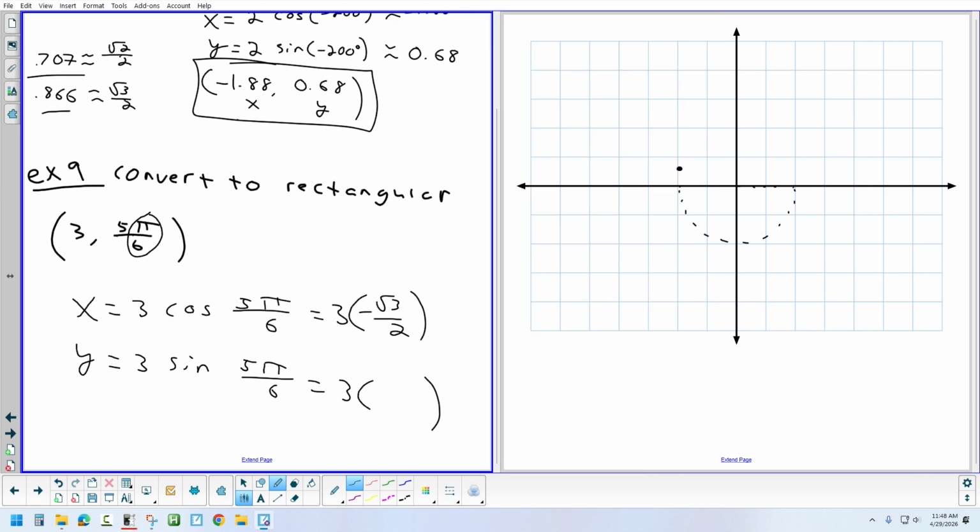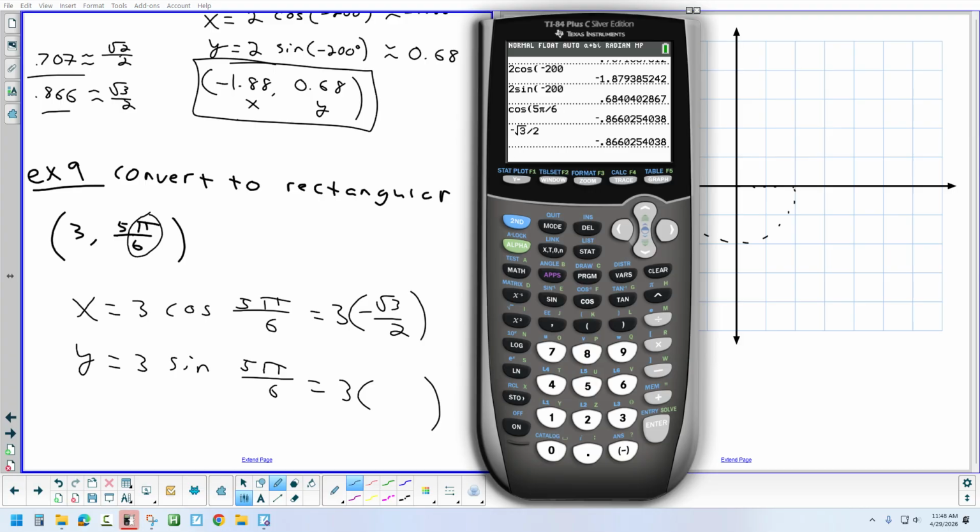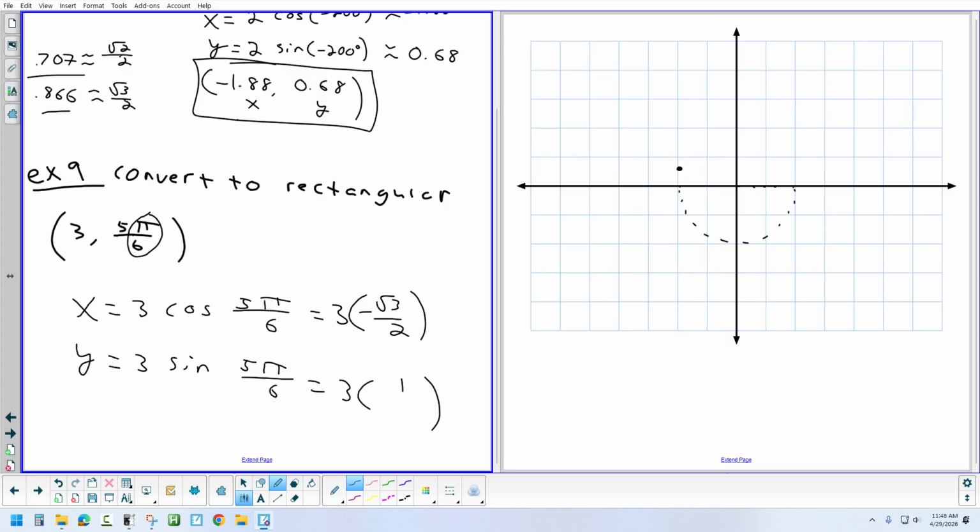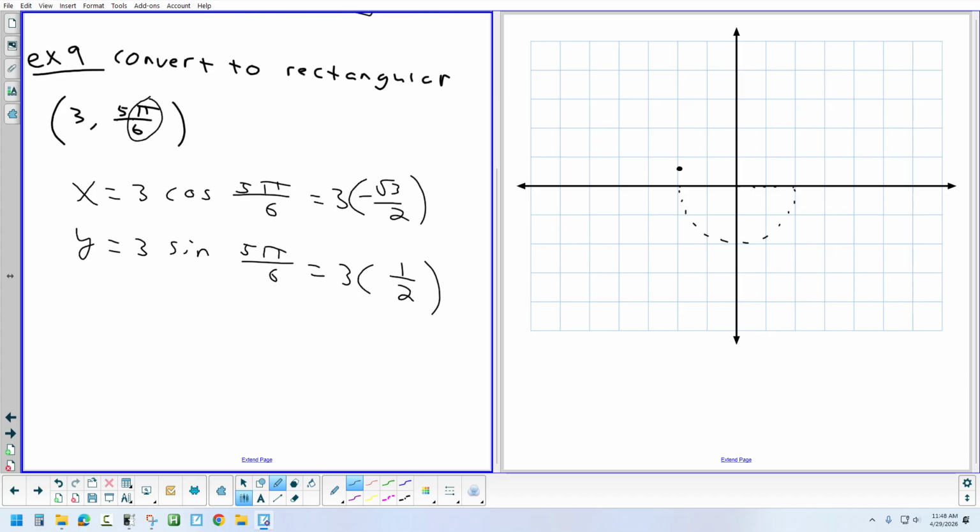Okay, and now we'll do the bottom one. Sine 5 pi over 6. Well, if one of them comes out with that number, the other one will come out nice. Okay, that's 1/2. So our coordinate is going to be negative 3 root 3 over 2. That's what you get when you multiply your x and your y, 3 over 2.